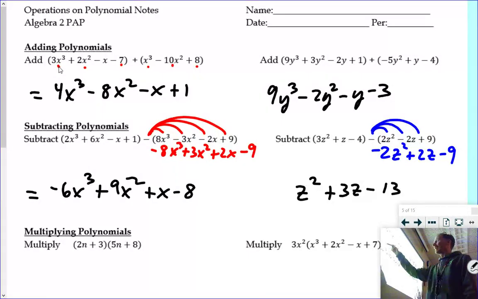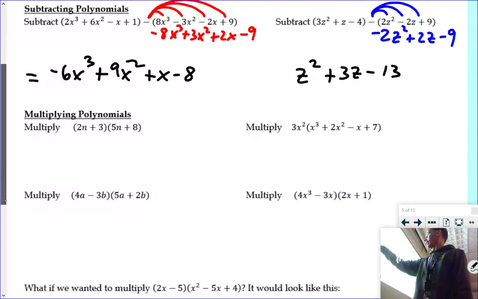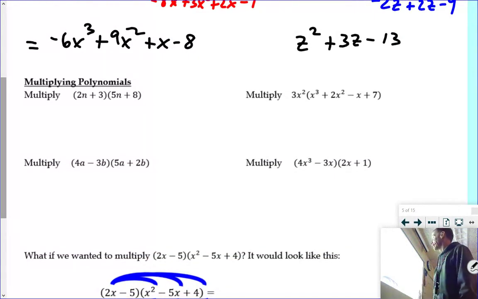Moving on to multiplying, and again, you've been doing this for a year or 2 or 3, probably since you were in 6th or 7th grade, something like that, or even earlier, possibly. Multiplying polynomials, so the first 4 here are just binomials. You might know FOIL, you might know the box method, you might know another method. It doesn't matter which one you use.